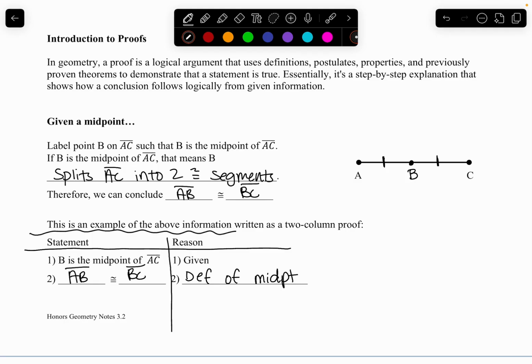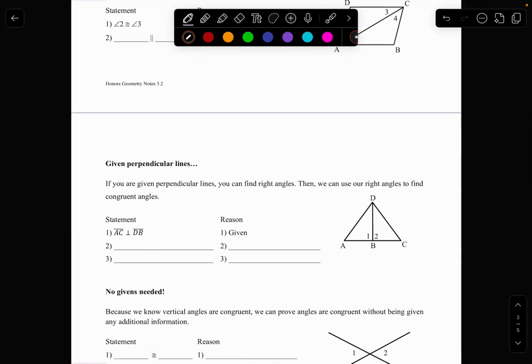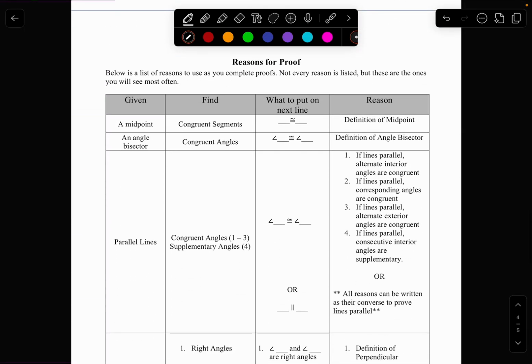Now, you were given a midpoint, right? Given midpoint. In this document down here, I want you to look at this very first thing here. That first column is what you're given. You were given a midpoint. The second column is what you're supposed to find. So if you're ever given a midpoint, you have to write that down, and then you immediately say, I'm looking for congruent segments, because midpoint gives you congruent segments.